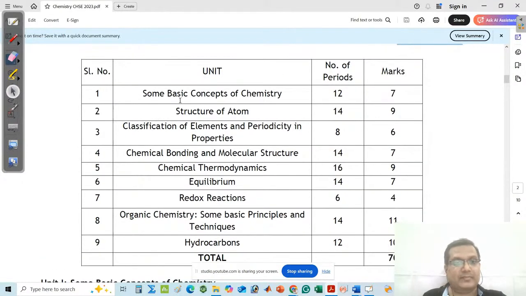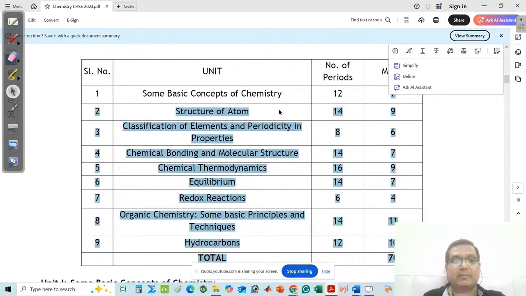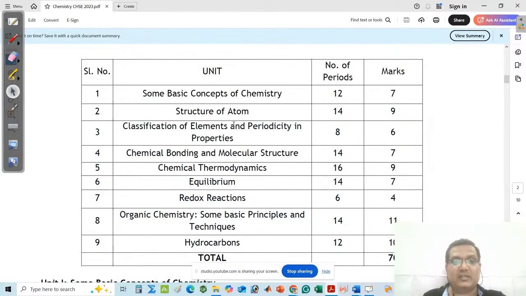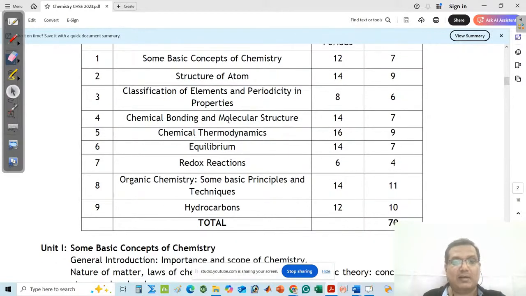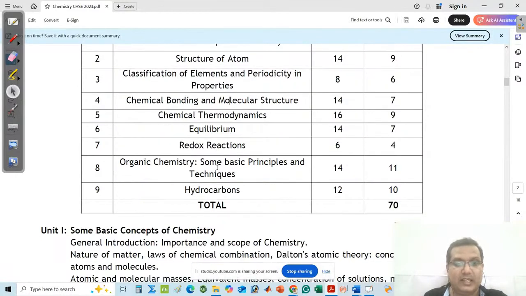These are the units. First unit is some basic concepts of chemistry. It carries 7 marks. Second unit is structure of atom. It carries 9 marks. Third unit is classification of elements and periodicity in properties. It carries 6 marks. Next unit is chemical bonding and molecular structure. It carries 7 marks. Next unit is chemical thermodynamics. It carries 9 marks. Next is equilibrium. It carries 7 marks.